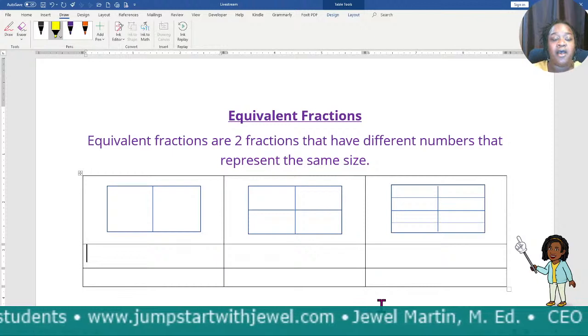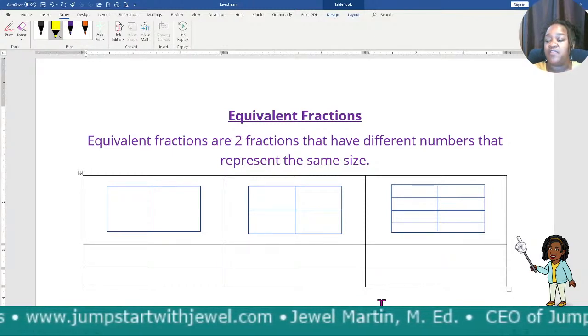So the first thing I'll show you is if you're working with a picture, a model.